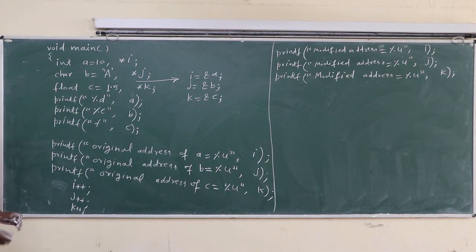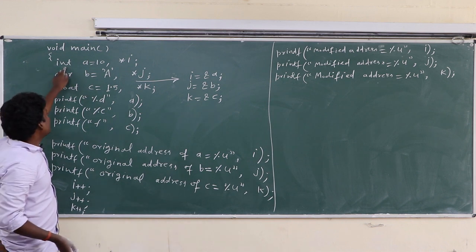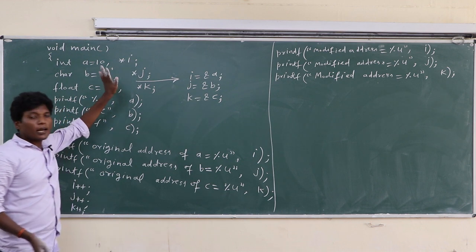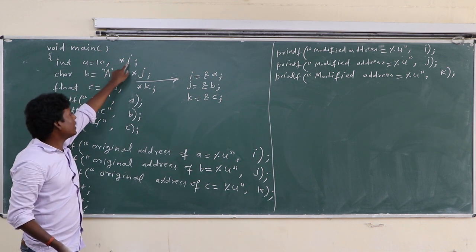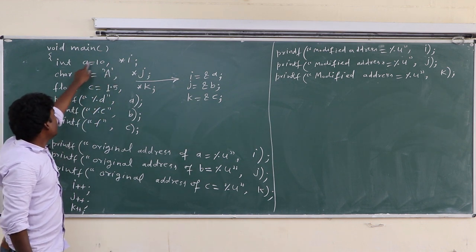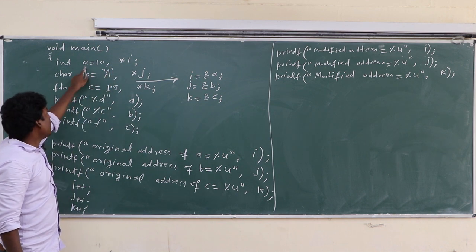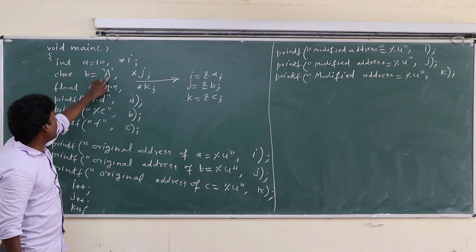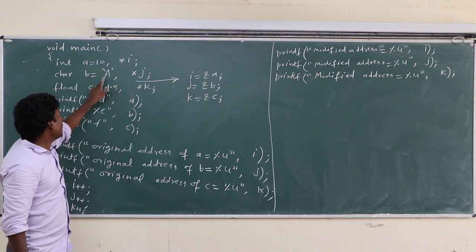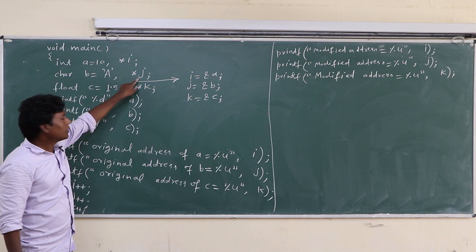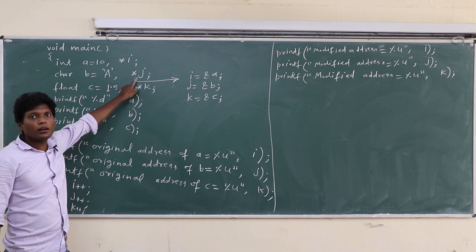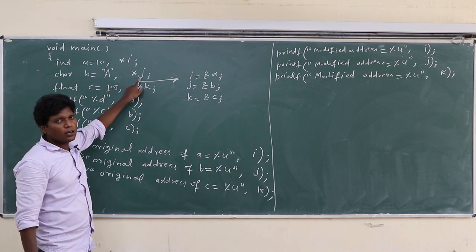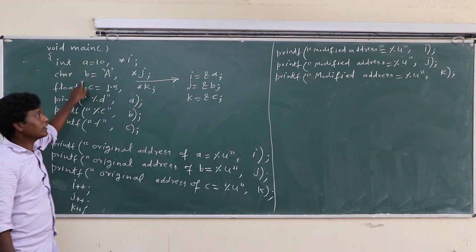So what will be the output? int a equal to 10 comma asterisk i. There are two integer variables, a and i. a is an ordinary variable, i is a pointer variable. a has value 10. char b equal to a comma asterisk j. Here b and j are two character variables. b is an ordinary variable, and j is a pointer variable, pointer to character.